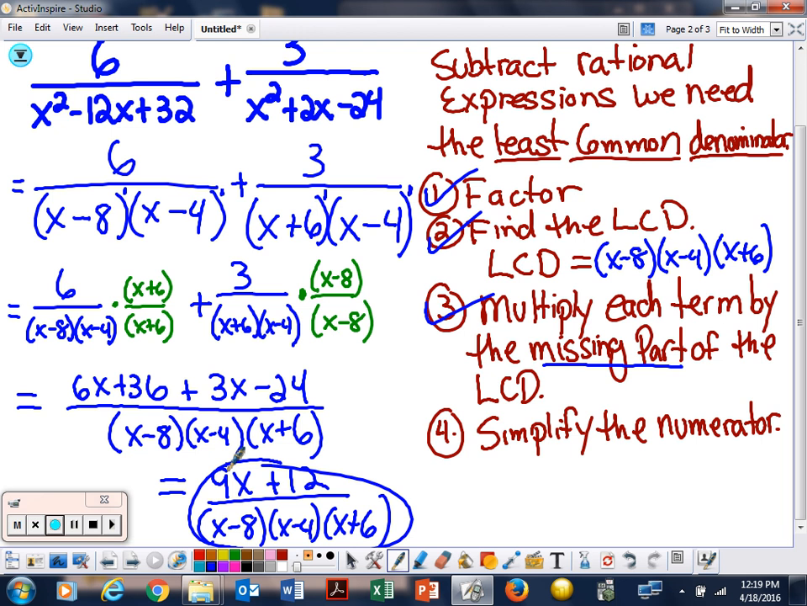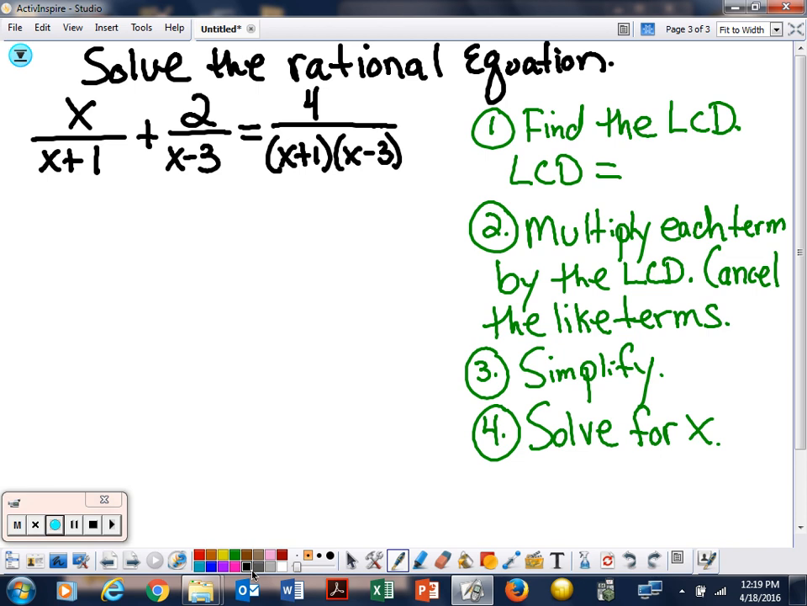All right, and the third one, we are going to solve this rational equation. So again, the first thing we need to do is find the least common denominator. Well, looking at the denominators here, I see we need an x plus 1, and we need an x minus 3. Again, pick the highest degree of each one that's in the denominator. All right, so we found it. That's our LCD. Two, multiply each term by the LCD. Cancel the like terms.